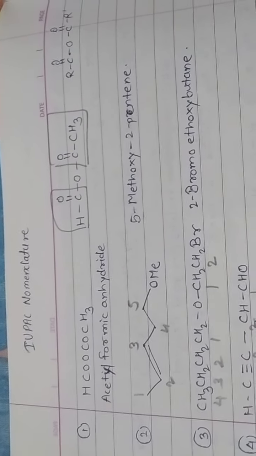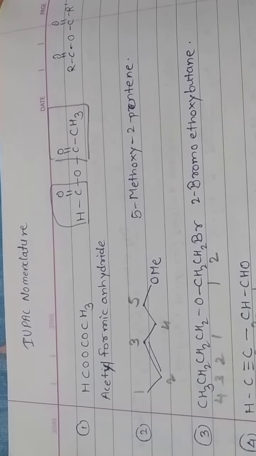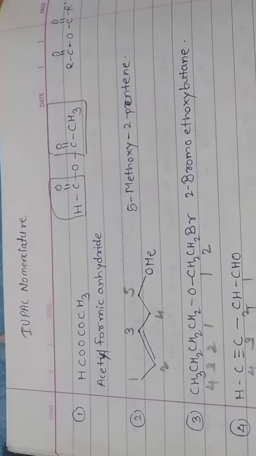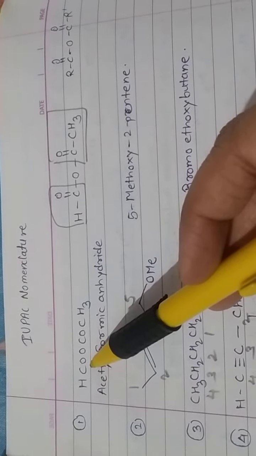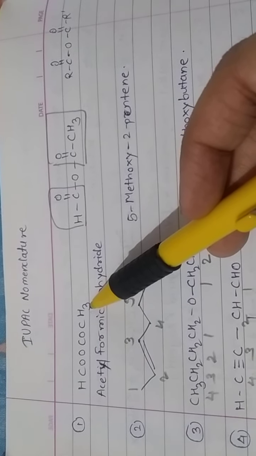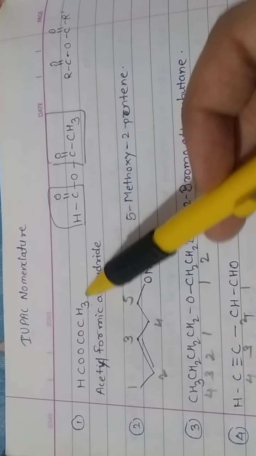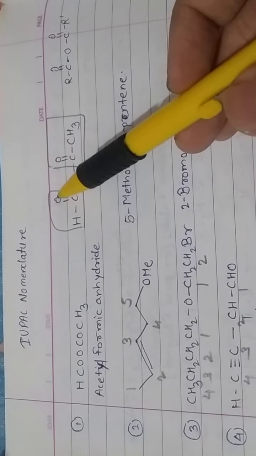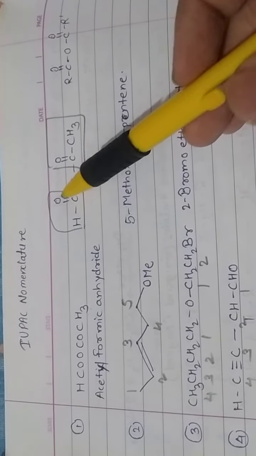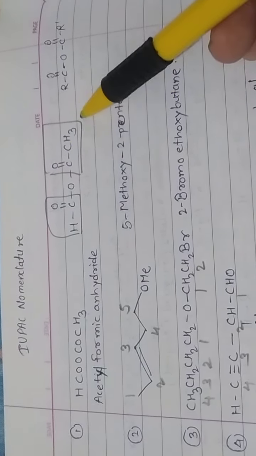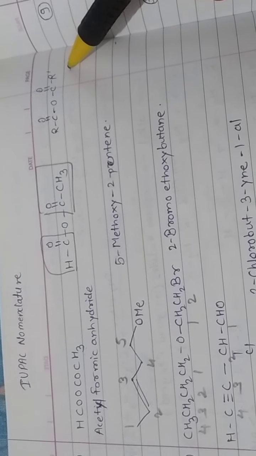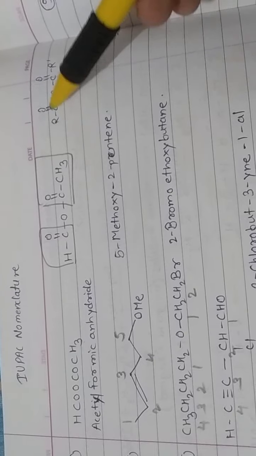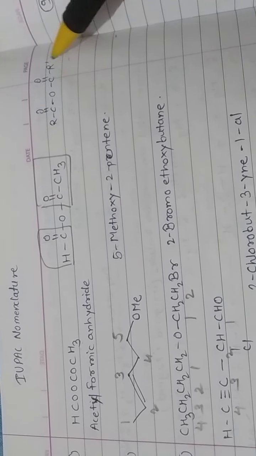Hello guys, today we'll see IUPAC nomenclature, a few examples. So first one is HCOO-COCH3. So we can simply write this HC double bond O COCH3. So it is like anhydride, which is derivative of acid, RC double bond O CO R dash.